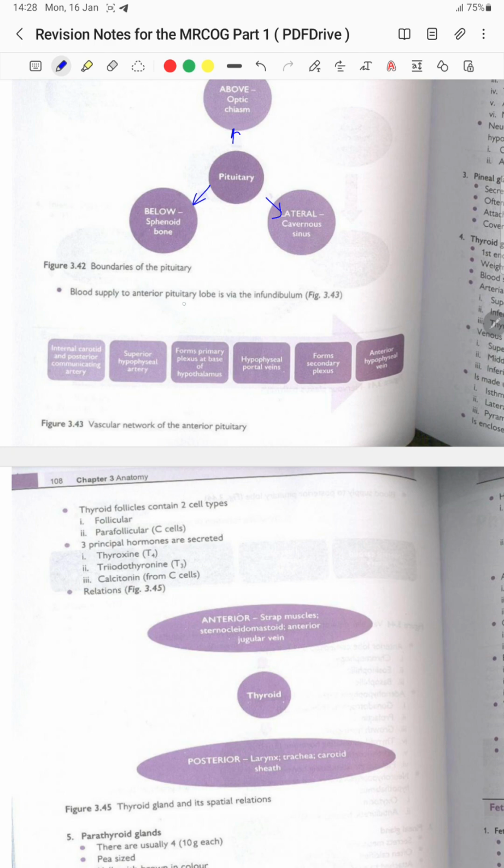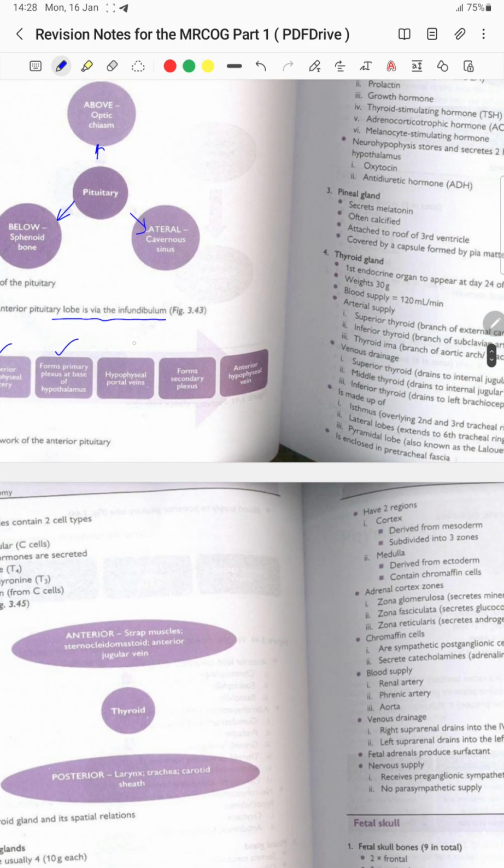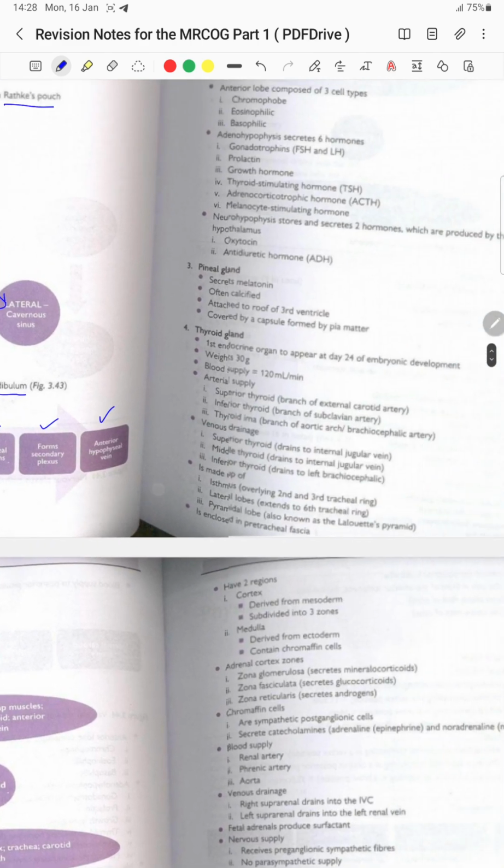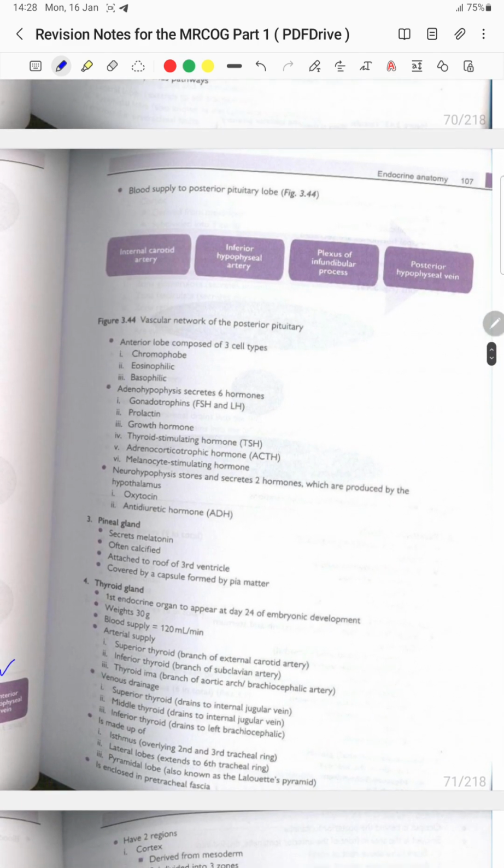The blood supply to the anterior pituitary lobe is via the infundibulum, and the vascular network of the anterior pituitary includes the internal carotid and posterior communicating artery and the superior hypophyseal artery, which form the primary plexus at the base of the hypothalamus, and the hypophyseal portal vein, which forms the secondary plexus and the anterior hypophyseal vein. The blood supply to the posterior pituitary is by the internal carotid artery, the inferior hypophyseal artery, the plexus of the infundibular process, and the posterior hypophyseal vein.